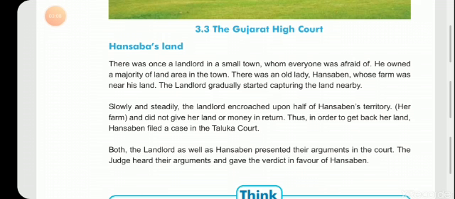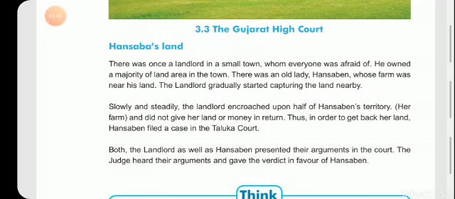And when he encroached this land, he did not give any money to Hansaben, or he is denying to give land also. हंसाबेन का लैंड उसने ले भी लिया, ऐसा भी नहीं है कि उसने खरीदा हंसाबेन से, बस बिना पैसे के उनसे ले लिया, and now he is not giving her land also, or he has not given the money. So what Hansaben did, in order to get back her land, she filed a complaint in the Taluka court. Both the landlord as well as Hansaben presented their argument in the court.